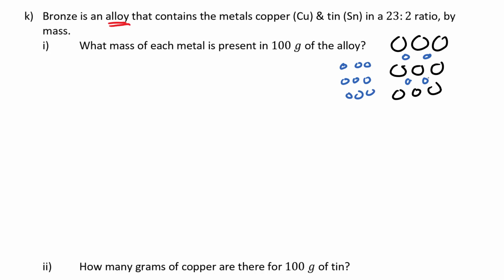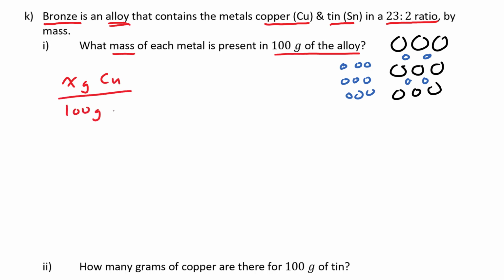So we're going to use exactly what we learned earlier about mixing things together and finding the new final volume, and we're going to apply it to chemistry. We're talking about bronze. It's an alloy. You mix together copper and tin in this ratio, 23 to 2, copper to tin. The first question is, what mass of each metal is present in 100 grams of alloy? Let's work out copper first. We want to know how many grams of copper is in 100 grams of alloy.